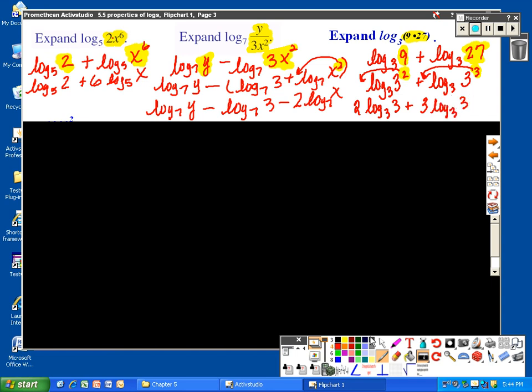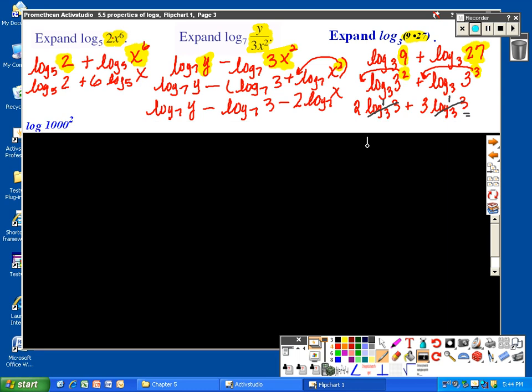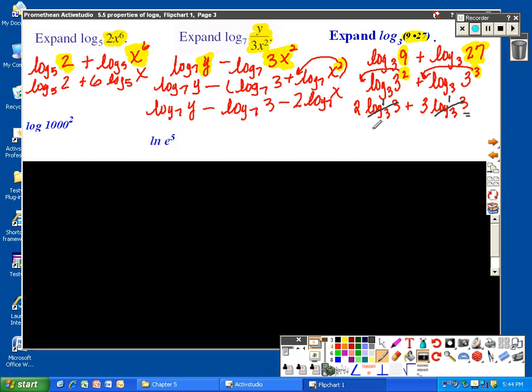And we just learned that anytime you have log base of a value that are the same, we can replace this with 1. So this is actually 2 times 1 is 2, plus 3 times 1 is 3, is actually equivalent to 5. That means log base 3 of 9 times 27 equals an exponent of 5. 3 to the 5th will equal 9 times 27.